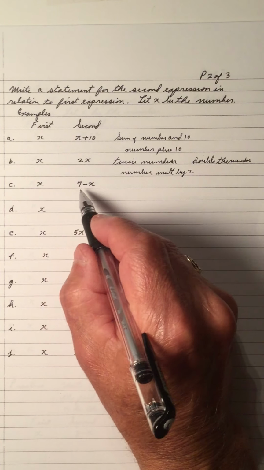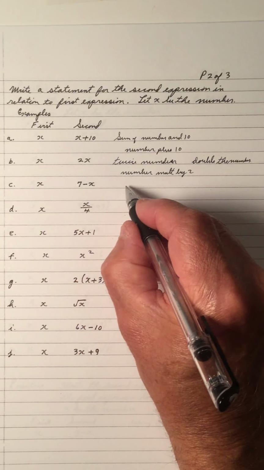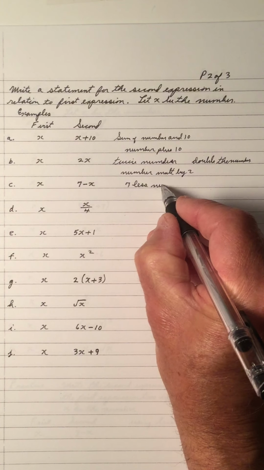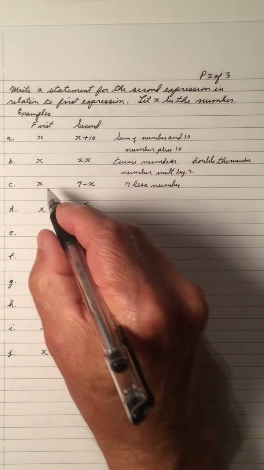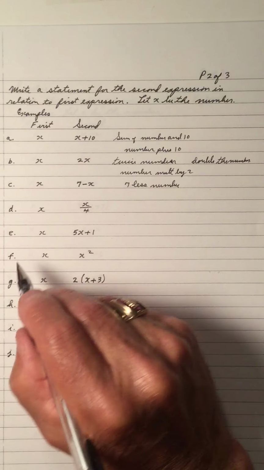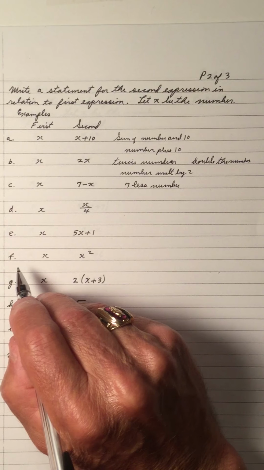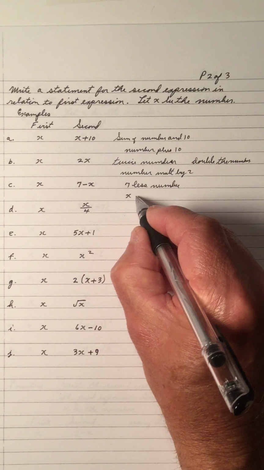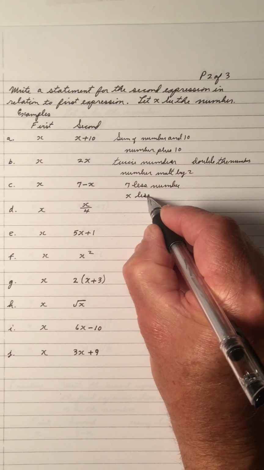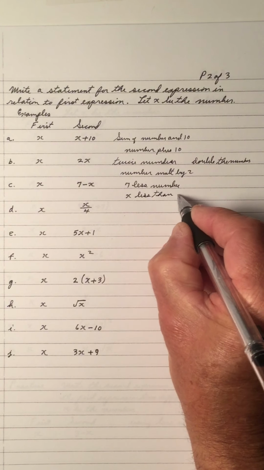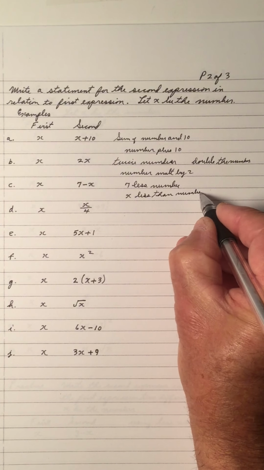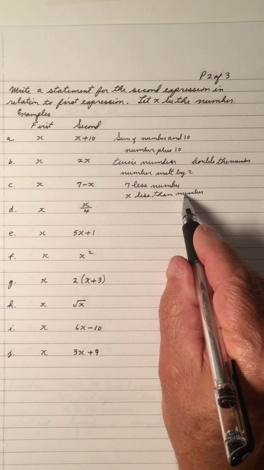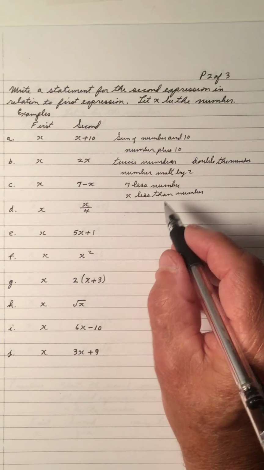So there, x is the number, so this is 7 subtract x. So this could be 7 less the number. So remember, x is the number. So if this is the number, this is 7 less the number. Okay, so we could say, if we wanted to, x less than the number, because less does straight subtract, and less than reverses. So there's the number minus x, so either or.